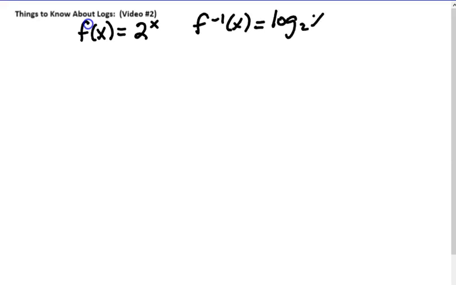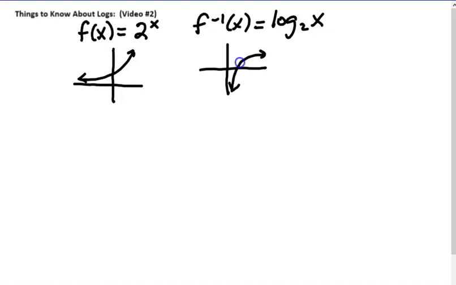Recall that in our parent function and transformation unit, we talked about the fact that 2 to the x and log base 2 of x are inverse functions of each other. We looked at their graphs and we saw that, for example, this graph of 2 to the x has an asymptote on the x-axis and then it moves up. The log base 2 of x has an asymptote on the y-axis and is shaped like this.